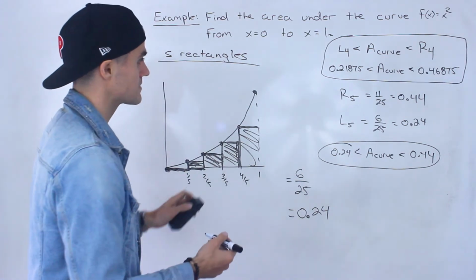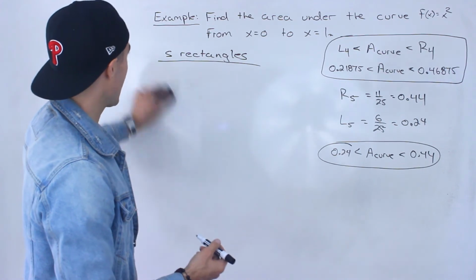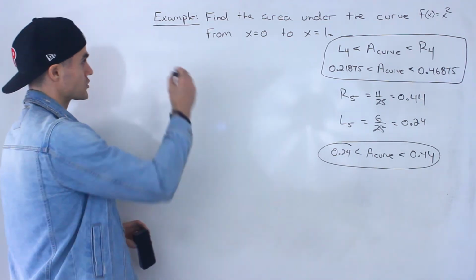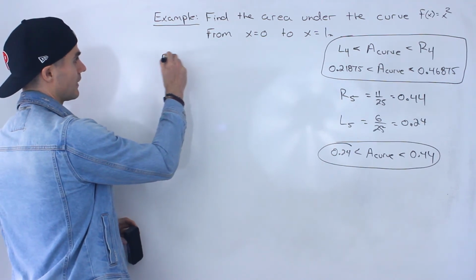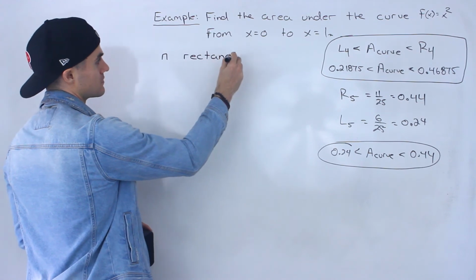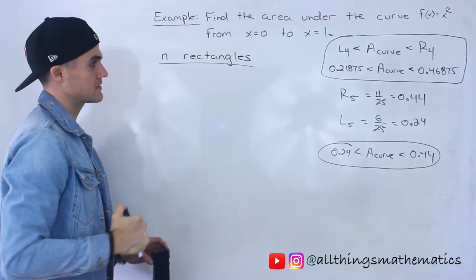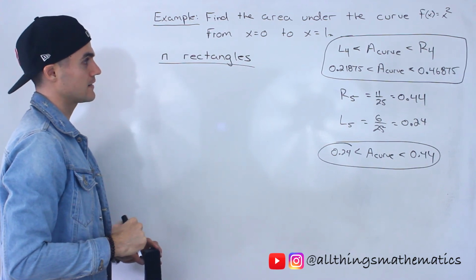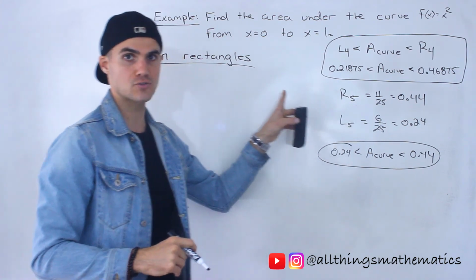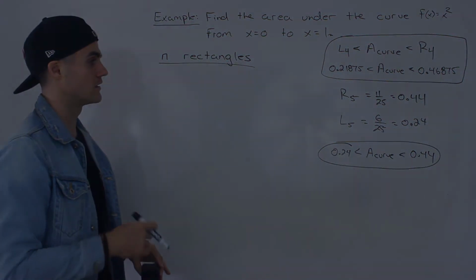And there actually is. And so what we're going to do now is come up with a general expression if we're using n rectangles, right? Where this n here can basically be any integer. So not 4 rectangles, not 5 rectangles. We're going to come up with a general expression when we're dealing with n rectangles.